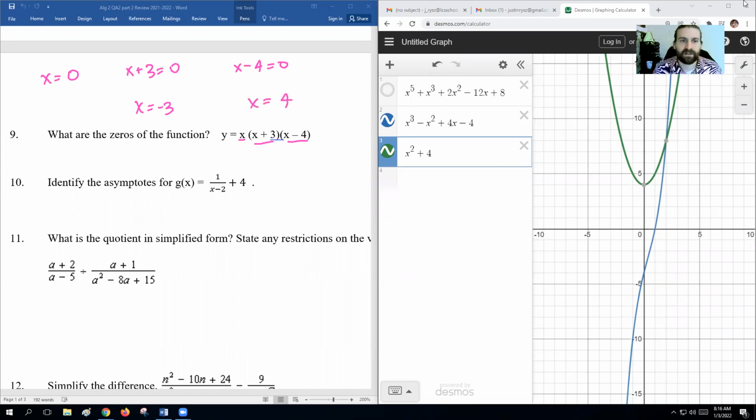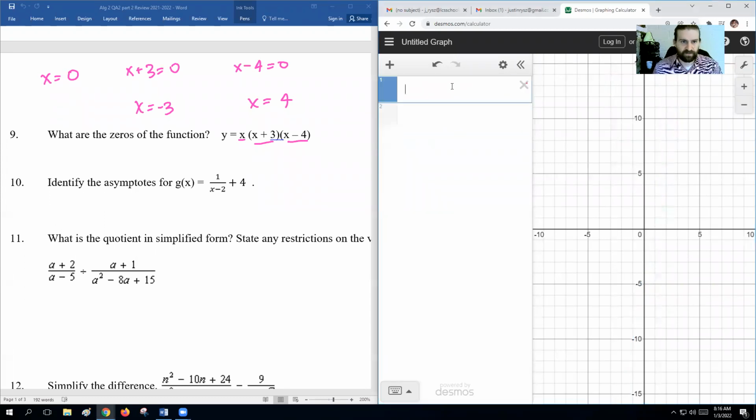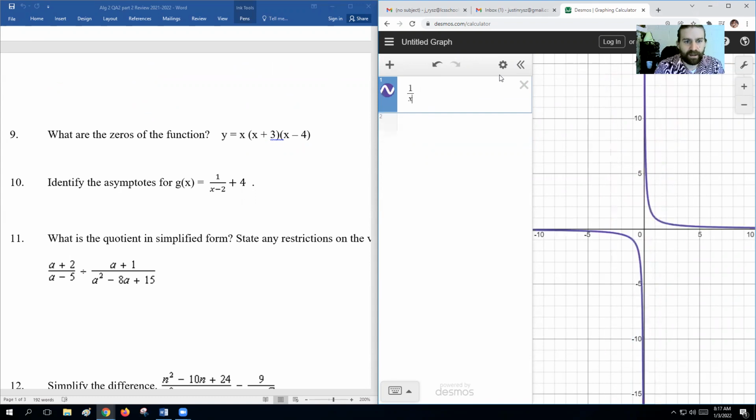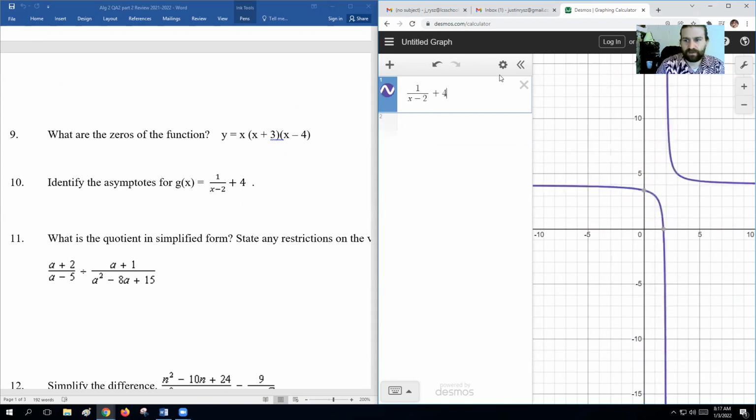Basically, if you had no idea, and if you even wanted to just go through on Desmos to graph that, you guys will be able to use a graphing calculator. If you just type that into the graph, the zeros are where it crosses the x-axis, and it's at -3, 0, and 4. -3, 0, and 4, what we said. All right, next, identify the asymptotes. Well, if you want to use a graphing calculator, you can. We can go through here. x minus 2 plus 4.